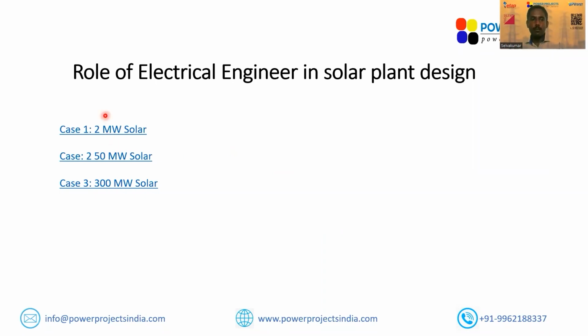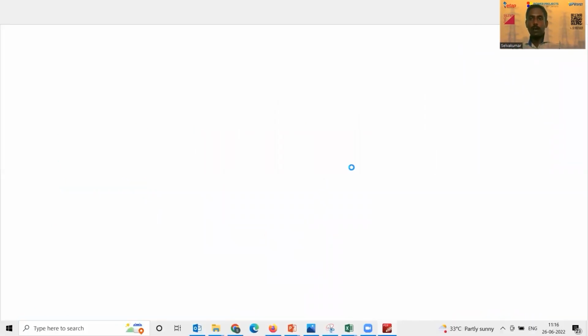I have 3 different cases: a 2 megawatt solar plant which we have done, a 50 megawatt solar plant, and a 300 megawatt solar plant. I'll come to the slide. I will open up the single line diagrams a little later, and show you what can be optimized and how to optimize all of it.